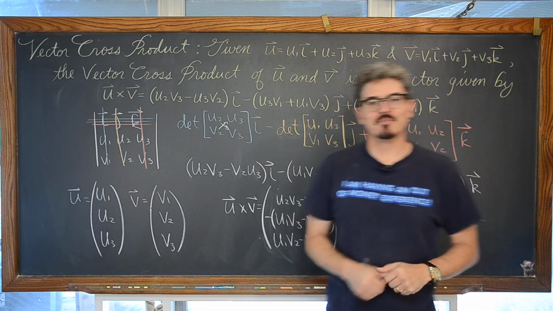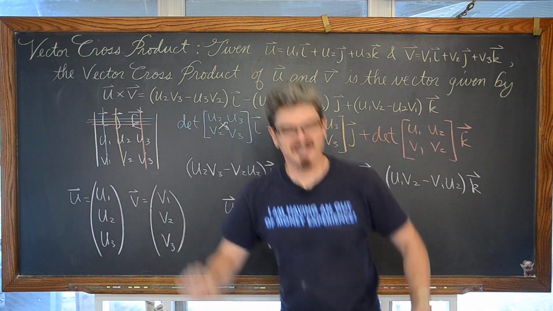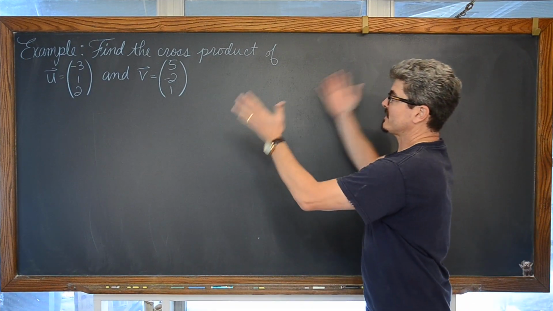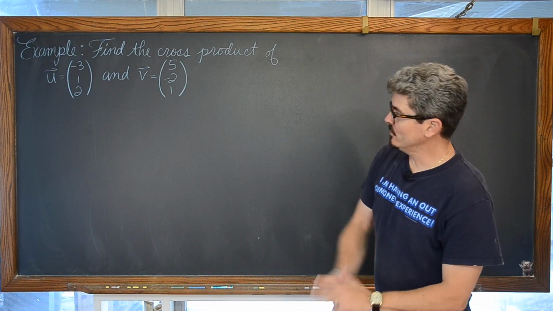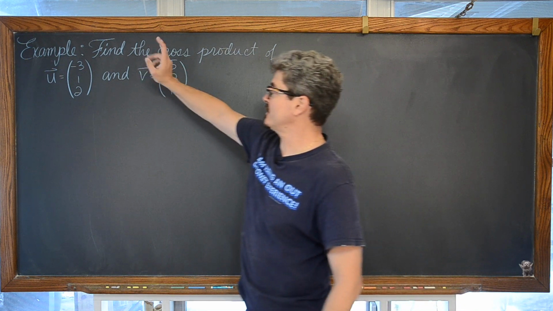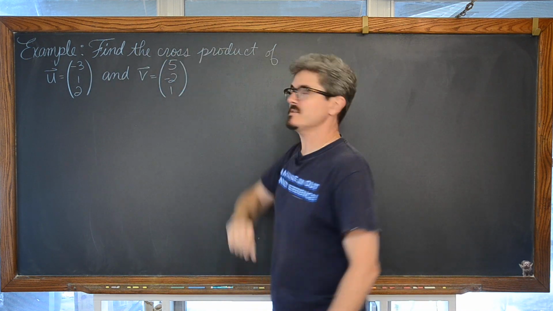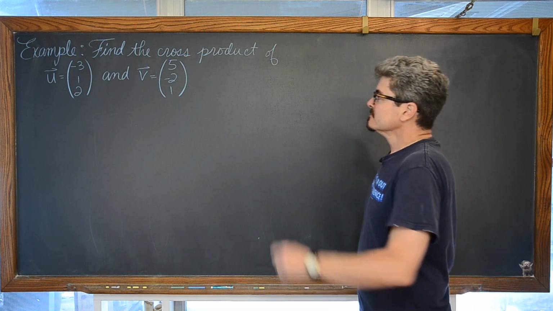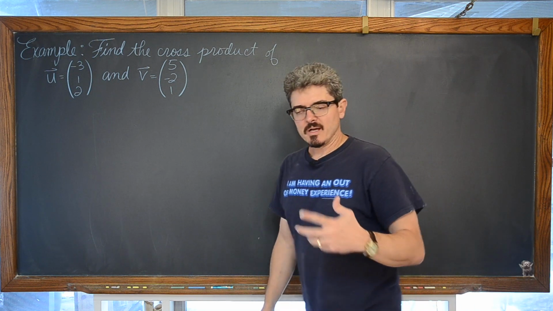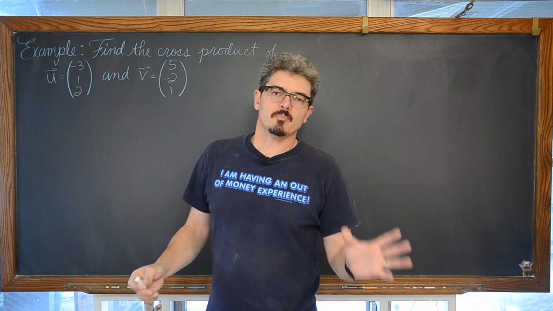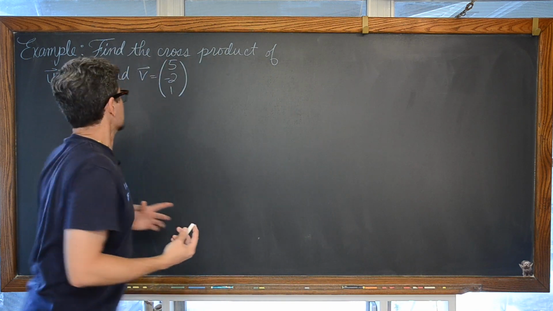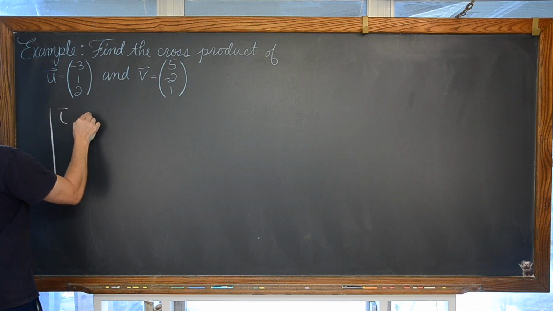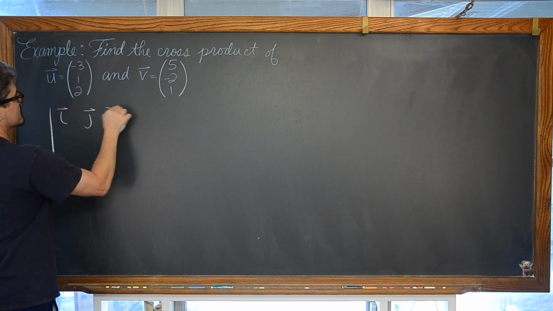So let's get to our first example right now. We're going to find the cross product of vector u, which has the components of -3, 1, and 2, and vector v, which has the components of 5, -2, and 1. Okay, so we're going to start off by not writing that big old ugly formula out, but simply writing a 3 by 3 matrix. And we have our first row of vector i, j, and vector k.